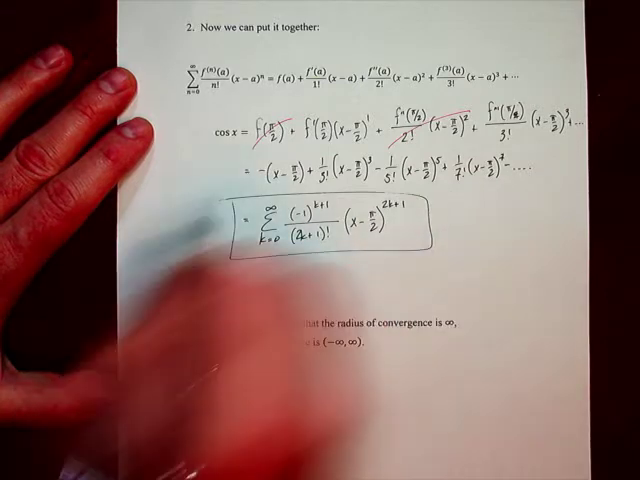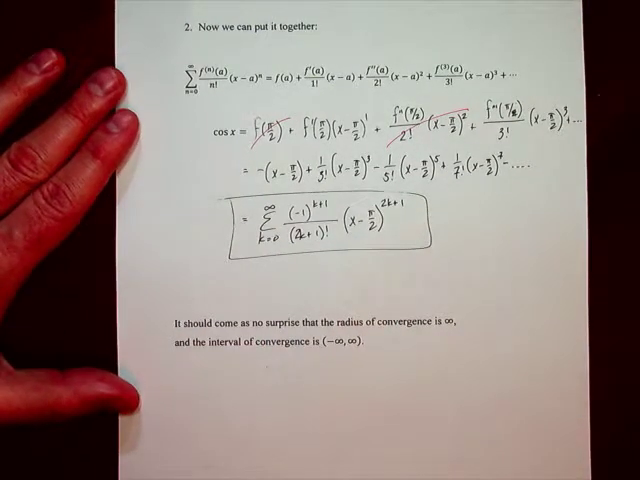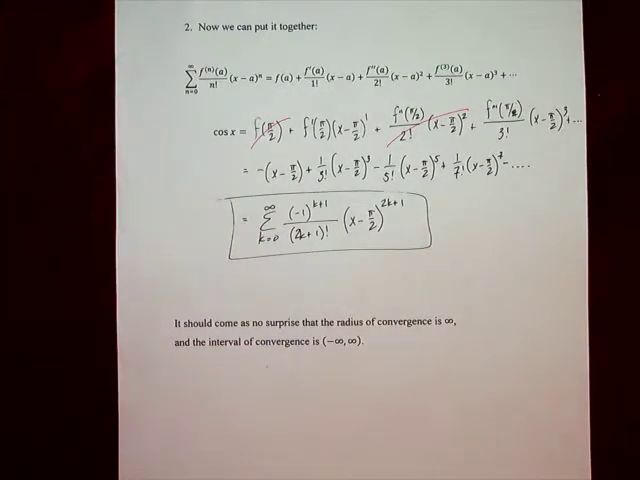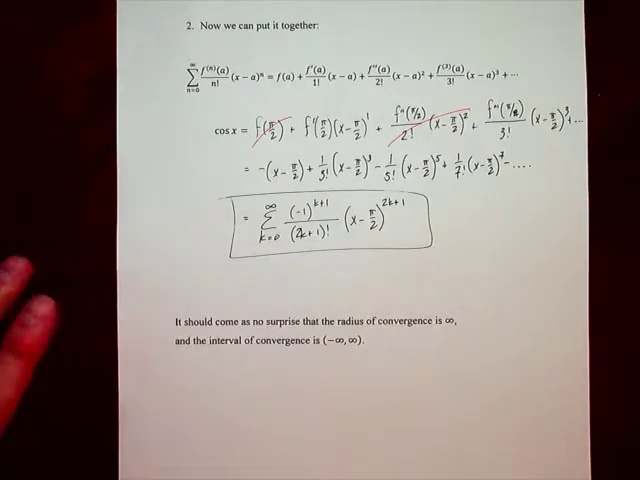That right there is the Taylor series for cosine centered at pi over 2. Okay? And it should come as no surprise that it's also going to have an interval of convergence from negative infinity to infinity and a radius of convergence of infinity itself.